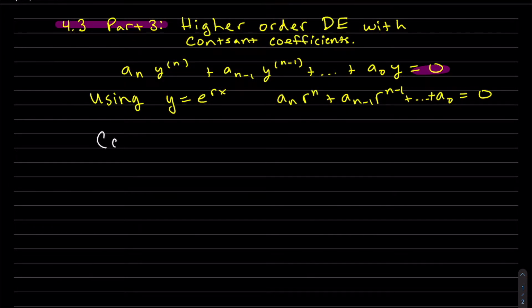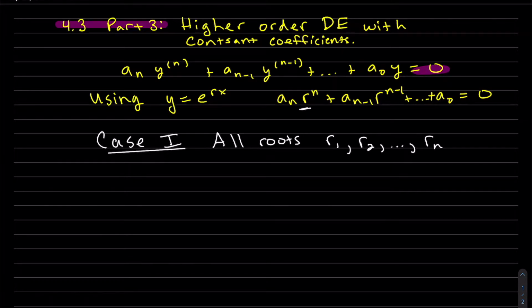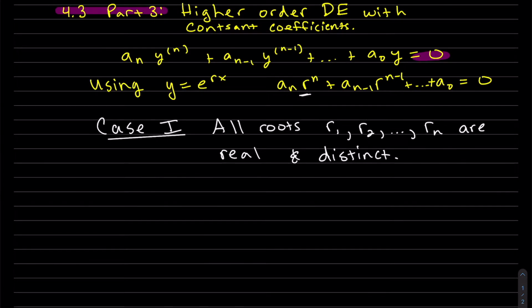So our case 1 is if we have all the roots r1, r2 to rn, there would be n of them. They are real and distinct. This is exactly like our case 2 up when we were just using the second degree or quadratic.